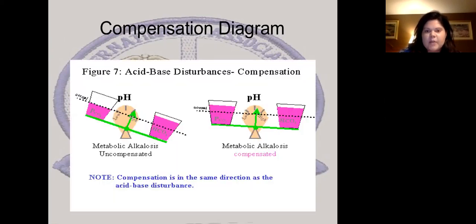So here's a diagram as far as compensation. So alkalosis, which is being uncompensated because your pH is off, and then on the other end of the spectrum, you've got a metabolic alkalosis, which is being compensated because your pH is closer to where it's supposed to be. So compensation is going to be in the same direction as the acid-base disturbance.